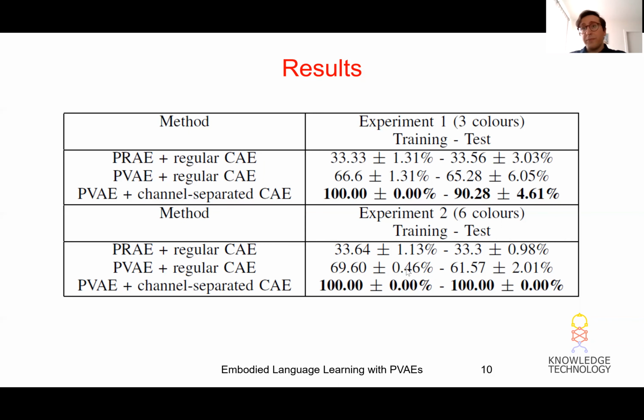For the second experiment with 6 color alternatives, the original approach got a similar accuracy rate. When we used our PVAE with the regular visual feature extraction, we got up to 61% accuracy. However, when we used our variational autoencoder approach with our channel-separated convolutional autoencoder visual feature extraction approach, we correctly translated all of the descriptions from actions.